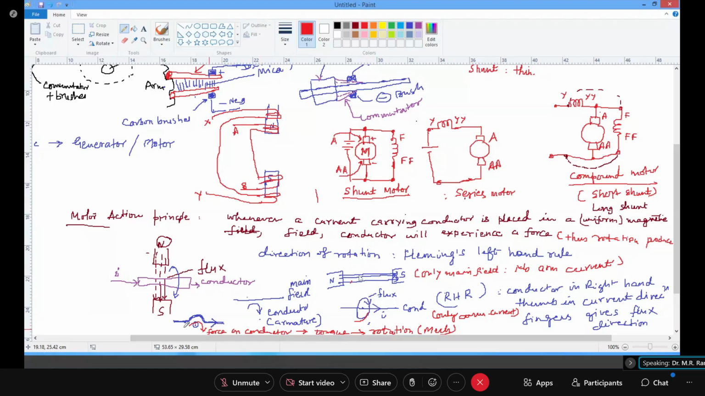So that distorts the main field like this. And because of that, the main field tries to regain its original shape. And in doing so, it exerts a force on a conductor, which produces a rotation. That is what we call a motor. Clear? Understood? So that is how the torque is generated. So torque generation is like this.